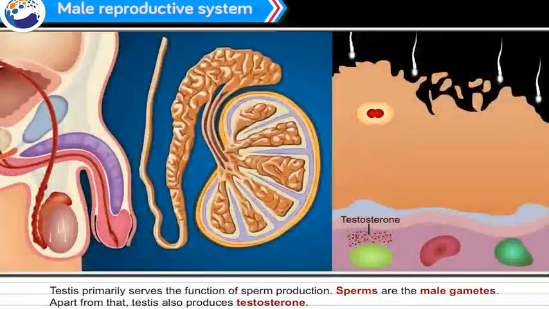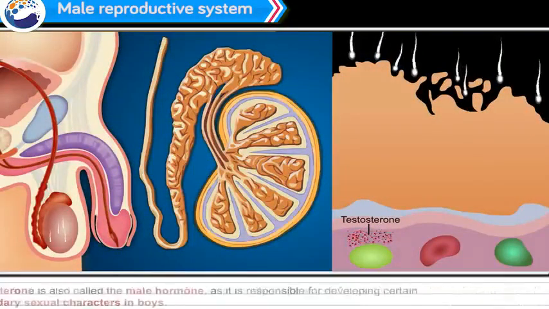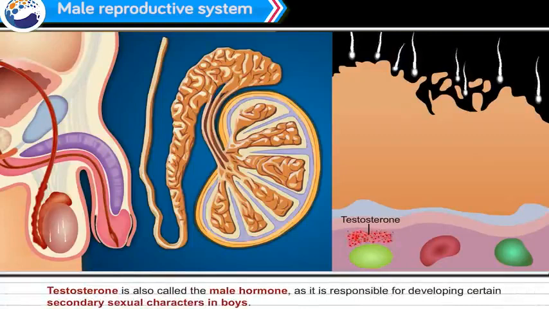Testes primarily serve the function of sperm production. Sperms are the male gametes. Apart from that, testis also produces testosterone. Testosterone is also called the male hormone, as it is responsible for developing certain secondary sexual characters in boys.